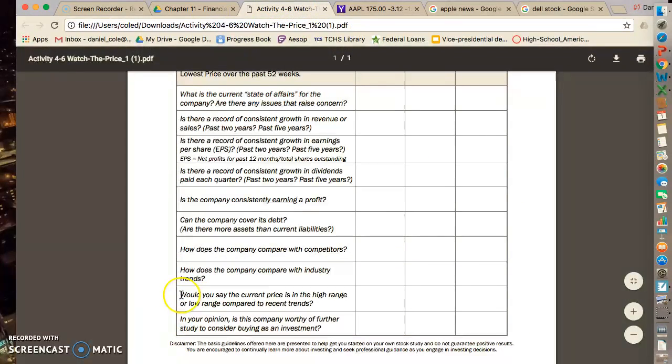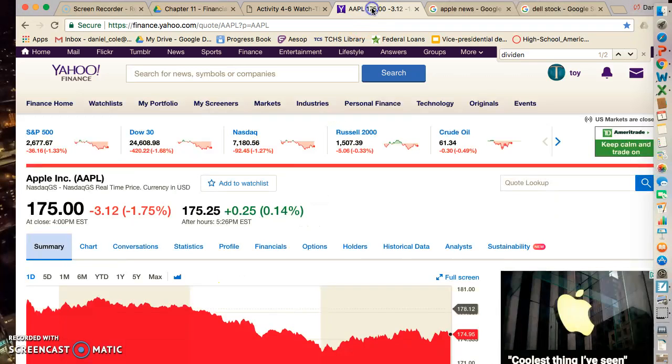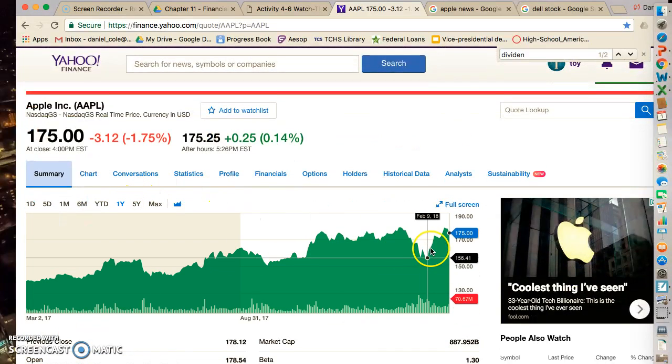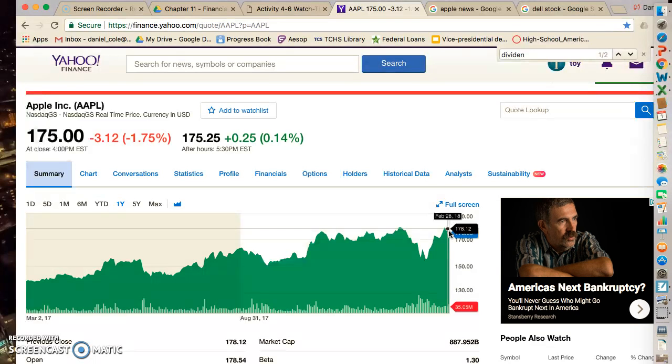Then lastly on here, would you say the current price is in the high range or low range compared to recent trends? Well, you look at it right now. Is it high or is it low compared to previous trends? Right now, I mean, it's probably a little bit high, okay? And that's not necessarily what we want. We don't always want to buy something and the price is high. We want to buy low and sell high. Although, it has been pretty high in the past. You never really know. So you want to see where is it at compared to how it's been performing over the last year or so.